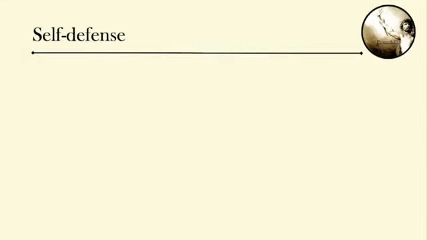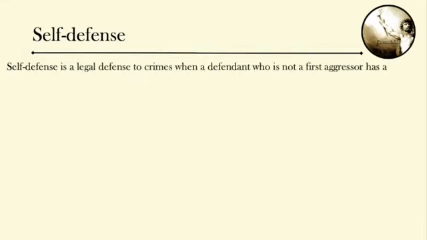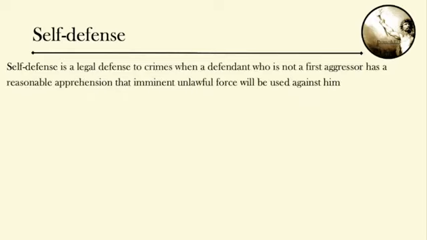So self-defense is a legal defense to crimes when a defendant who is not the first aggressor has a reasonable apprehension that imminent unlawful force will be used against him. Let's break down this definition and discuss the elements of this definition.